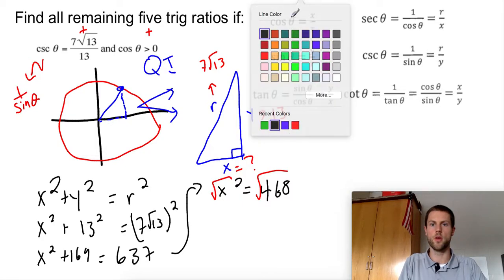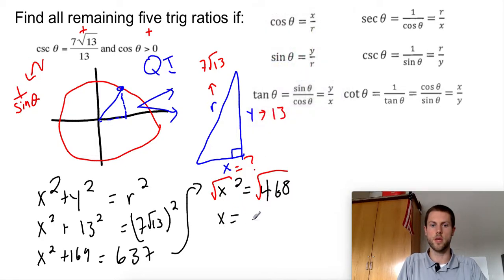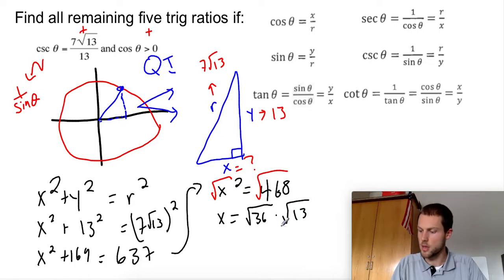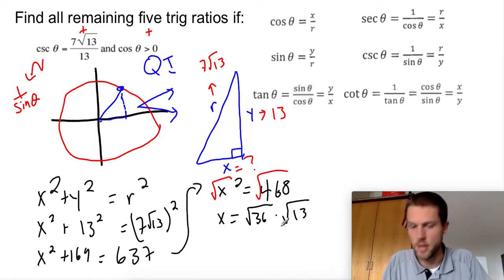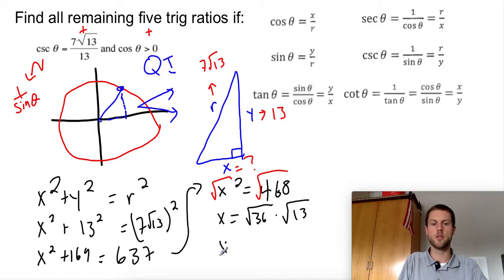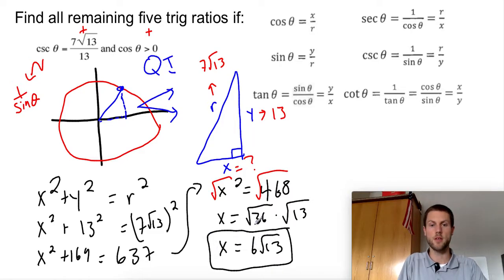So let's take the square root of both sides and find out what x is equal to. We come out with x equals, I can split this up into the square root of 36 times the square root of 13. Let me just double check that I remember these numbers. Yes, okay. So x is going to equal 6 times the square root of 13. And that's a big deal, because now that I know x, I already know what my y is, and I already know what my r is.